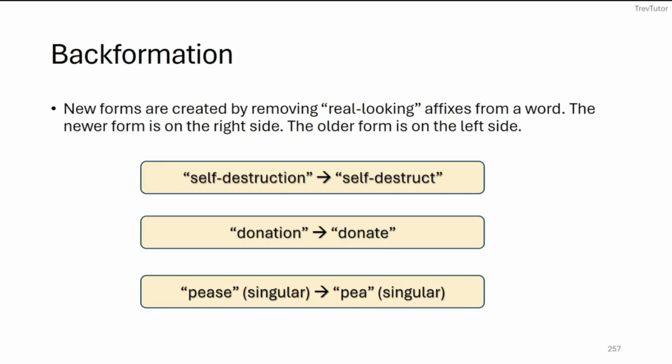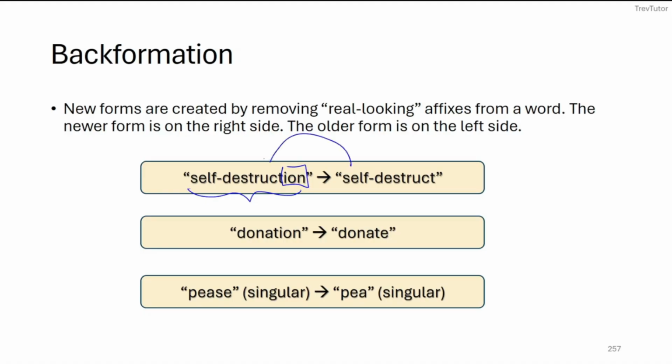Back formation feels a little bit like clipping sometimes, but there's some interesting history when it comes to back formation. And that is you have a word that is a longer form that looks like it has an affix on it. And then what people do is they remove that affix to create the new form. So for example, historically self-destruction came first, and it looks like this ion suffix would attach to a verb in order to make it a noun. So what people do is they remove that ion and they create the word self-destruct, which is a verb.